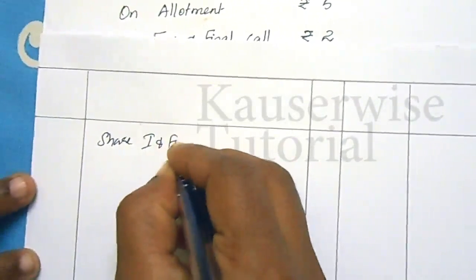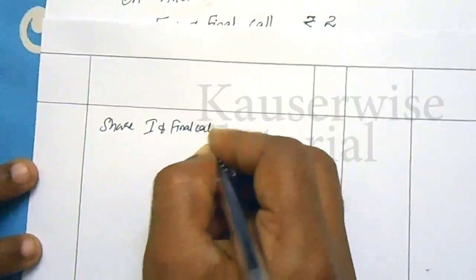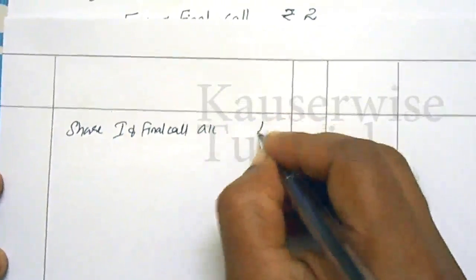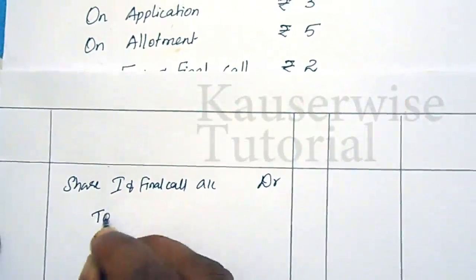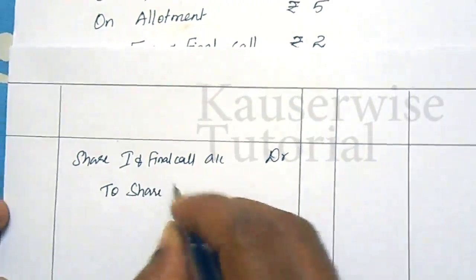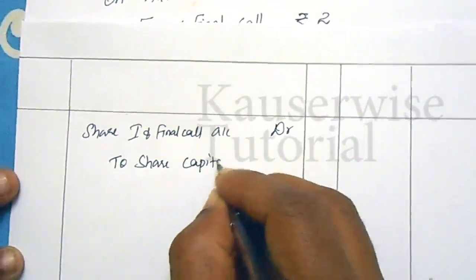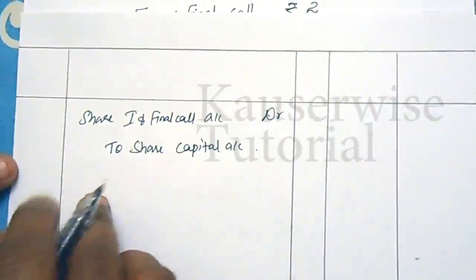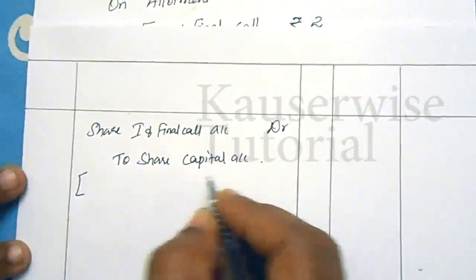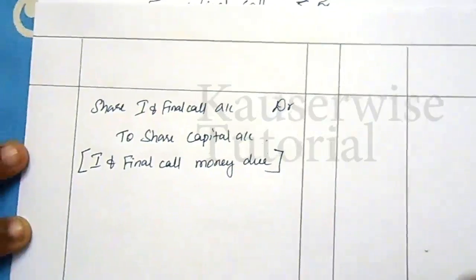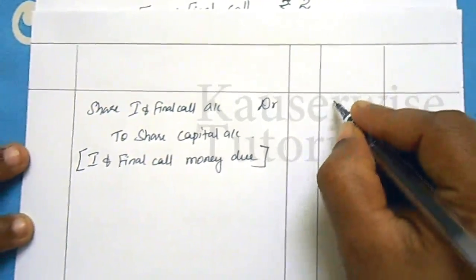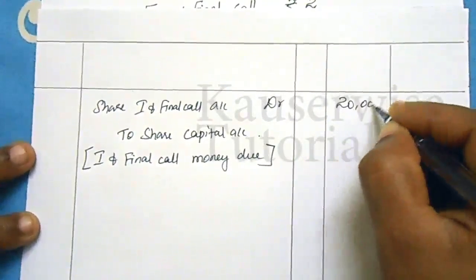first and final call account debit to share capital. Okay, so being first and final call money due. How much? 2 rupees. No, 10,000 into 2, 20,000 rupees.